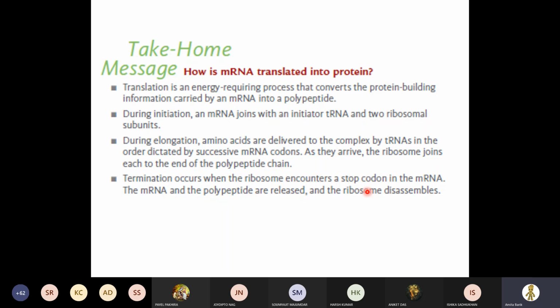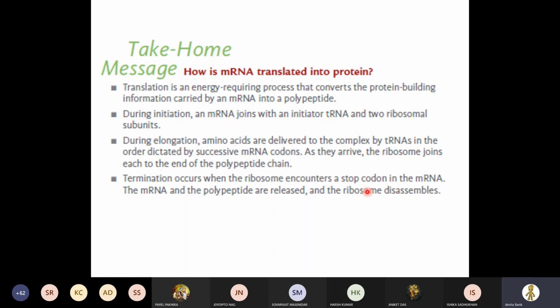What is the take home message? How is RNA translated into protein? Translation is an energy requiring process that converts the protein building information carried by an mRNA into a polypeptide. During initiation, the mRNA joins with an initiator tRNA and the two ribosomal subunits. During elongation, amino acids are delivered to the complex by the tRNAs in the order directed by successive mRNA codons. As they arrive, the ribosome joins each to the end of the polypeptide chain. Termination occurs when the ribosome encounters a stop codon in the mRNA. The mRNA and the polypeptide are released and the ribosome disassembles.